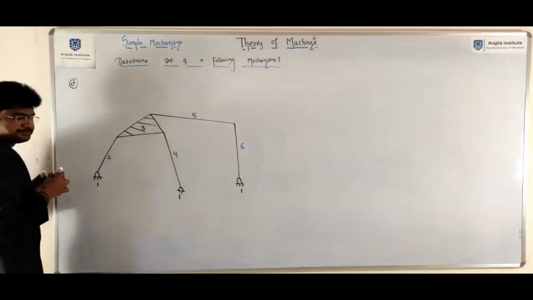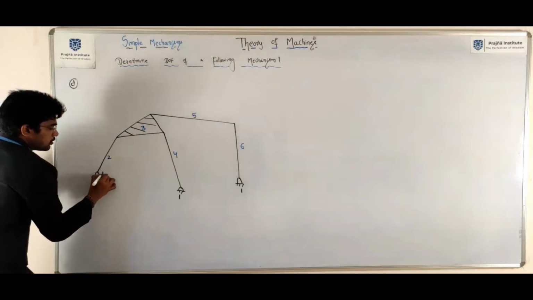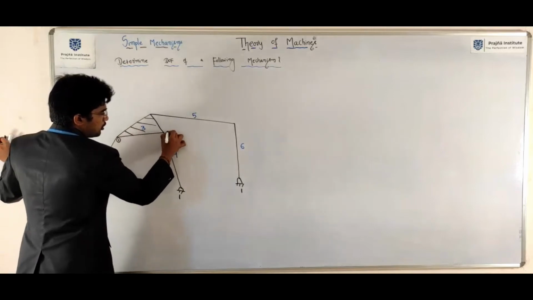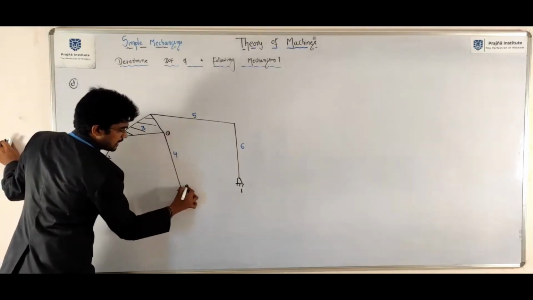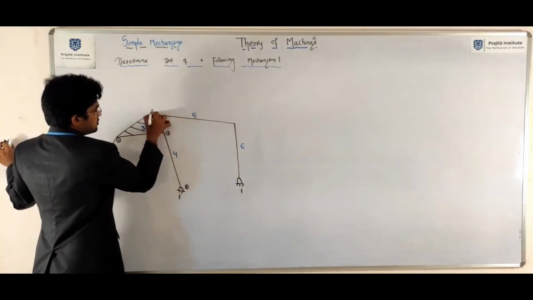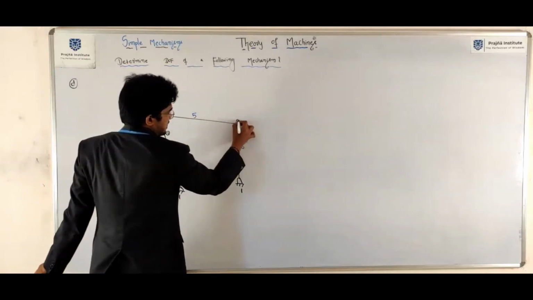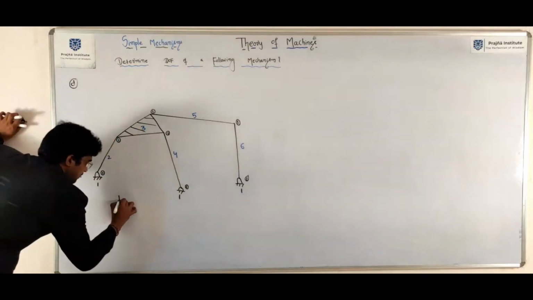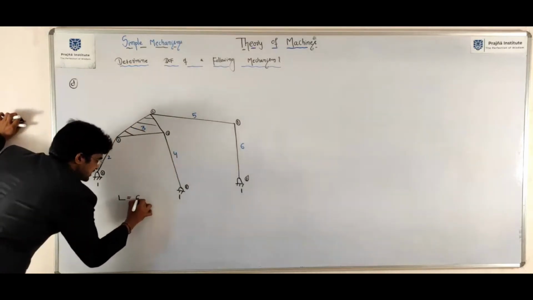Between 1 and 2, lower pair; 2 and 3, lower pair; 3 and 4, lower pair; 4 and 1, turning pair; 3 and 5, lower pair, turning pair; 5 and 6, turning pair; and 6 and 1, turning pair. Total number of lower pairs, L is equal to 6.